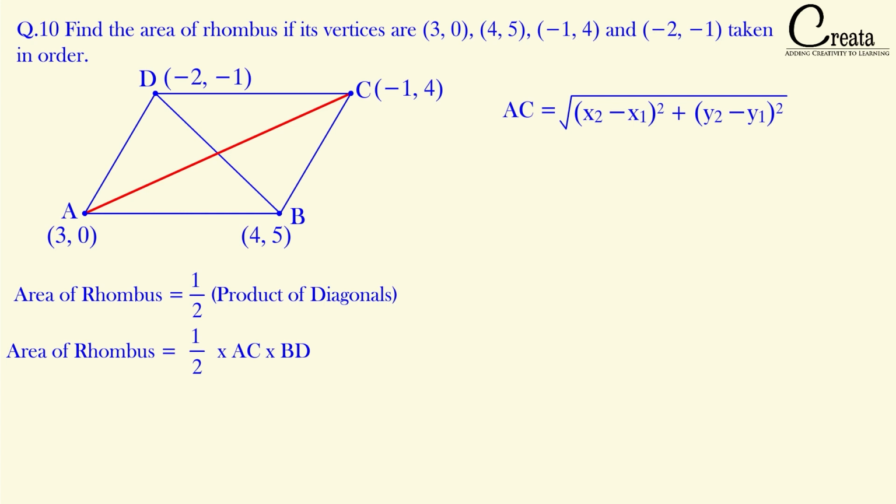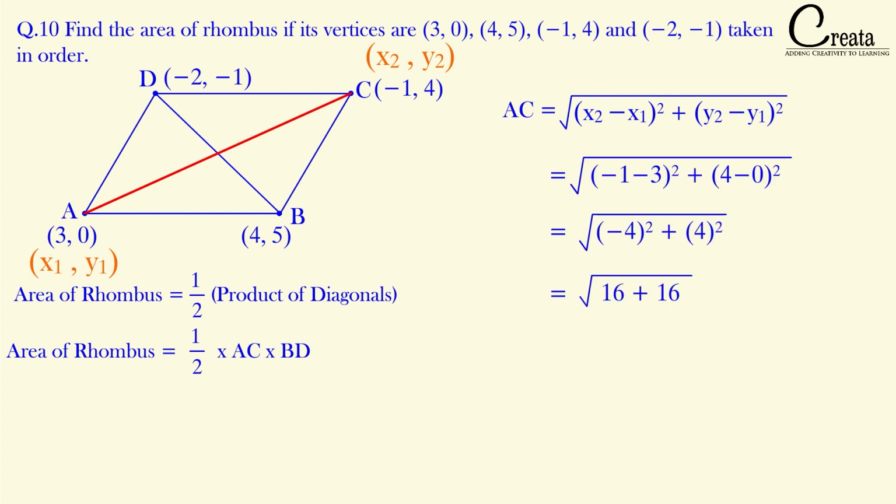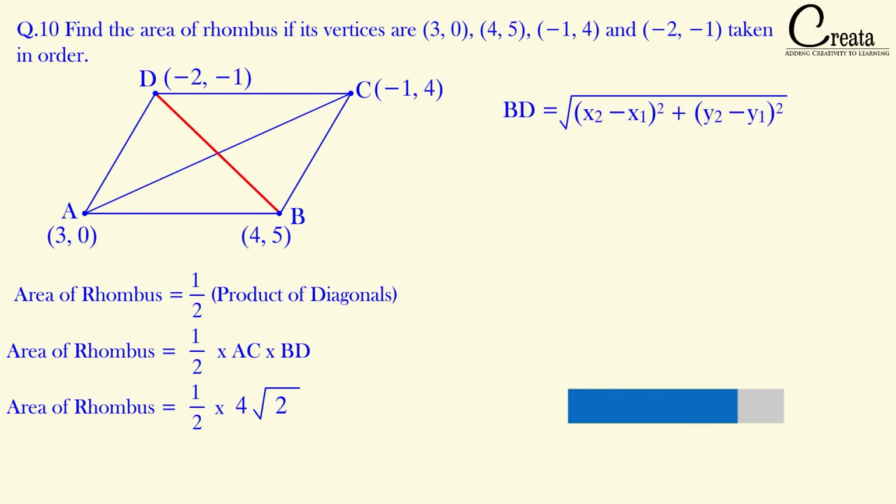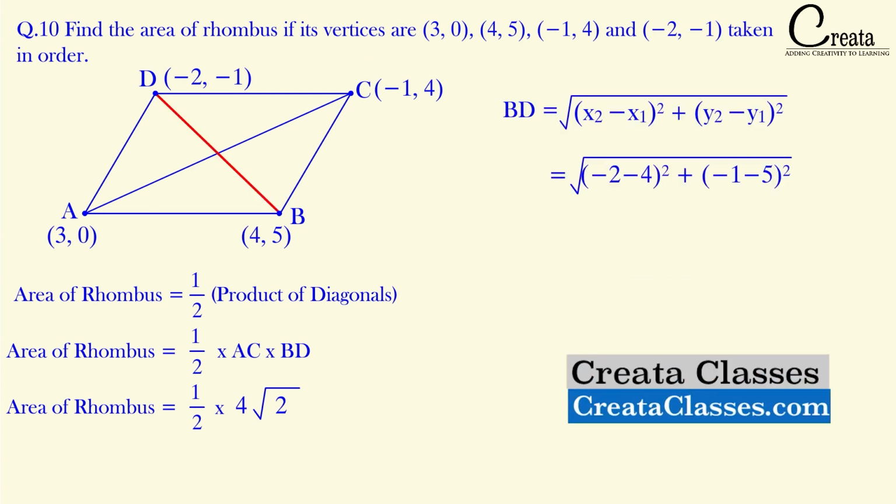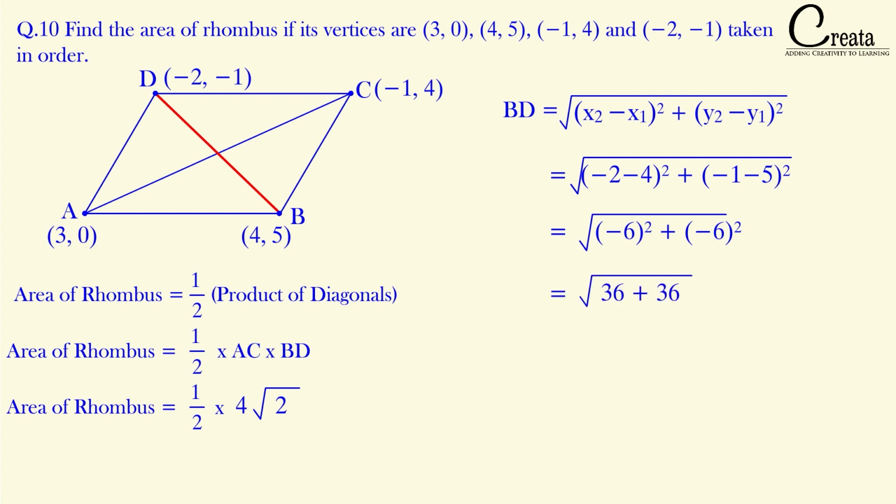So let's find AC. Let's assume this point as (x1, y1) and this coordinate as (x2, y2). Let's put the values. We got AC as root of 32, which is basically 4 root 2. Similarly, we can also calculate BD, that is the second diagonal. We know all the inputs. On putting the values, we got BD as root of 72, which is basically 6 root 2. We got both the diagonals.